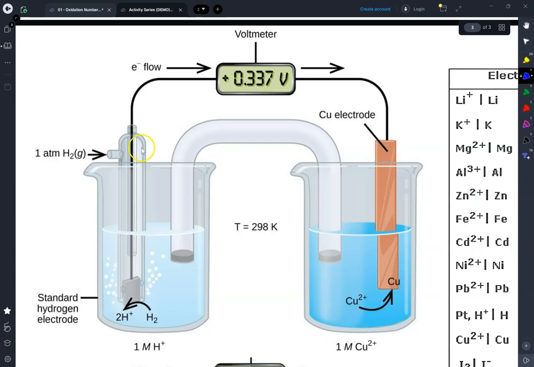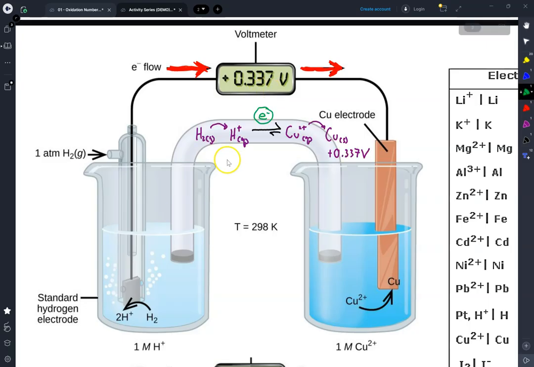Previously, we had shown that a redox reaction between hydrogen and copper results in a flow of electrons from the hydrogen towards the copper. This process is accompanied by a voltage of positive 0.337 volts. So we can write this reaction out as hydrogen gas releasing electrons to produce hydrogen ions in solution. When these electrons flow to the other end, they cause the aqueous copper 2+ ions to become solid copper atoms. And this whole process causes a change of positive 0.337 volts.